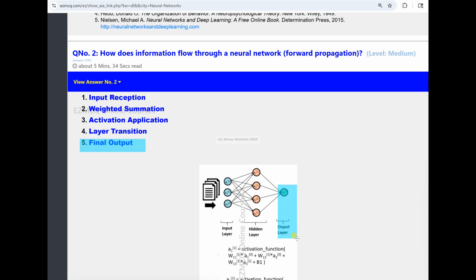So depending upon the task, this output may be classification. This output could be a numerical value. It could be probability. It reflects the learning of the network, the interpretation of the input, and is used to compute the loss for the learning adjustments. So if you're happy with this output, then you don't adjust it. If you're not, then you adjust it.